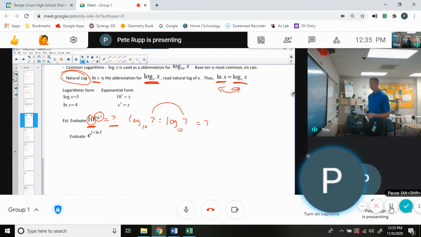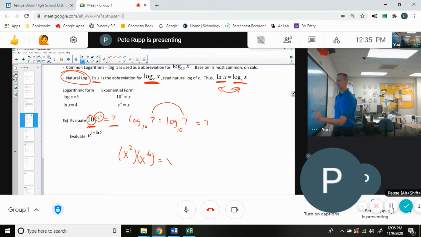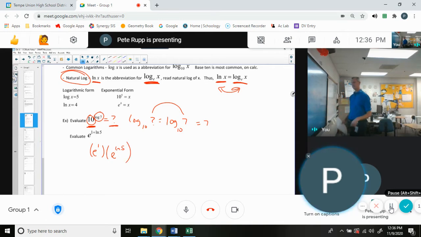Okay. This one is a little bit trickier. So this one doesn't happen very often. But one of the rules of exponents, I hope you remember, is that if you have like x squared times x to the 6th, remember that you would add those exponents. That's the same thing as x to the 2 plus 6, which would be x to the 8th. So if you have this addition, I can actually split it backwards into the multiplication. So to make sense of this one, I am going to split it into the multiplication. So it'd be e to the first times e to the natural log of 5. Okay, so e to the first is just e, so that one's kind of the easy one.